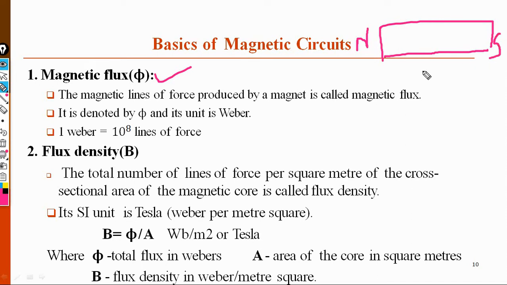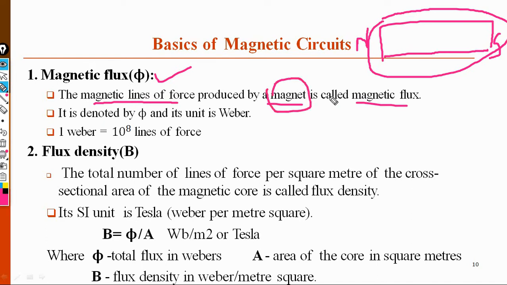Magnetic lines of force, or magnetic flux, are produced around the magnet. That means the magnetic lines of force produced by a magnet are called magnetic flux, and the symbol is phi. The unit of magnetic flux is the Weber.